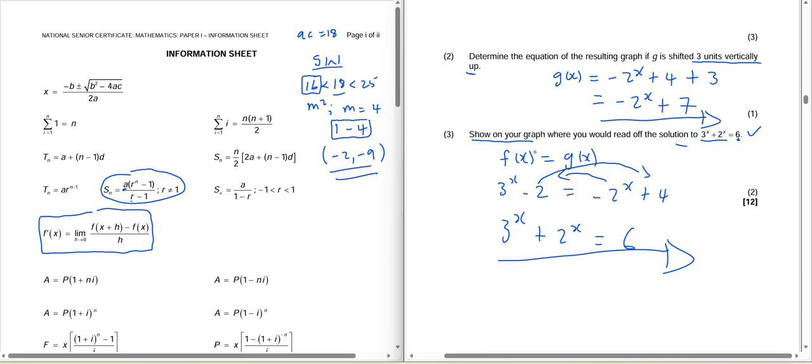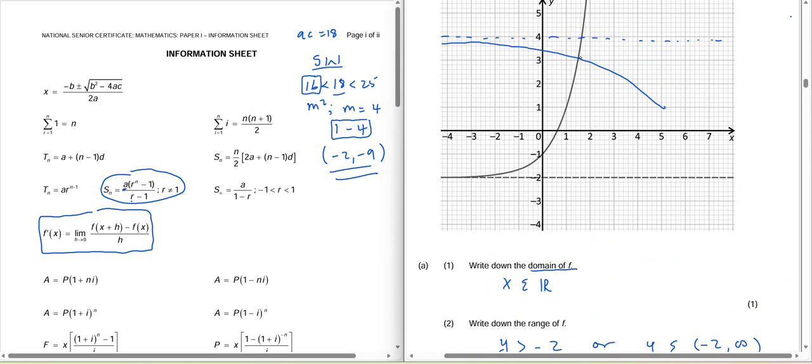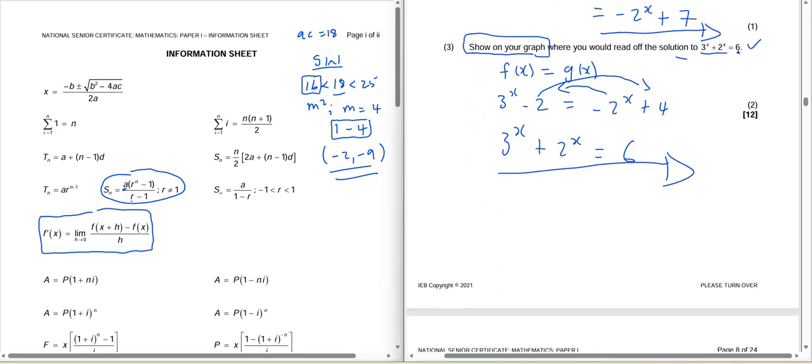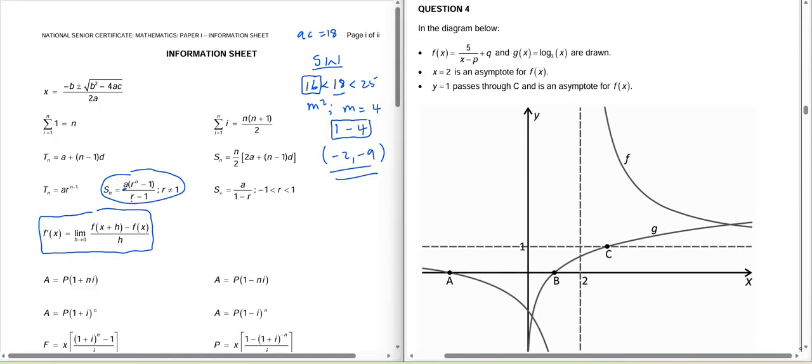What that means is we are just solving f of x equal to g of x. So to show on the graph, we just need to show that, so for point 3, this is the point A, where g of x and f of x are intersecting. So that is the graph that we've shown. So we are done with this part. And then let's go to question 4.